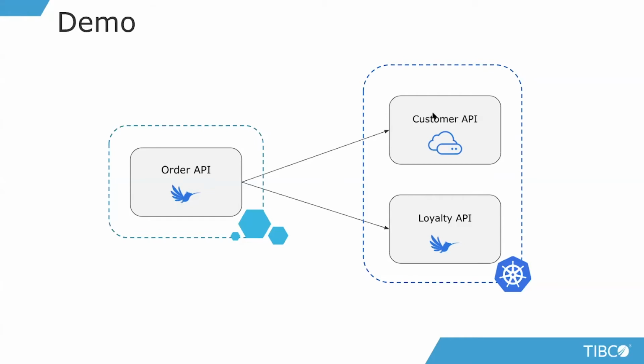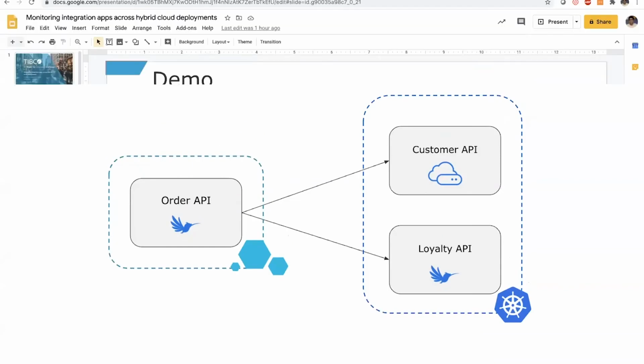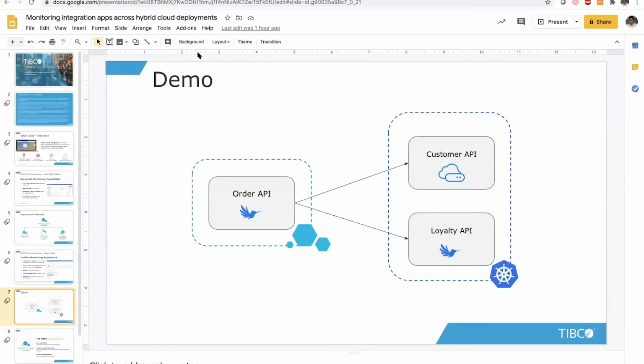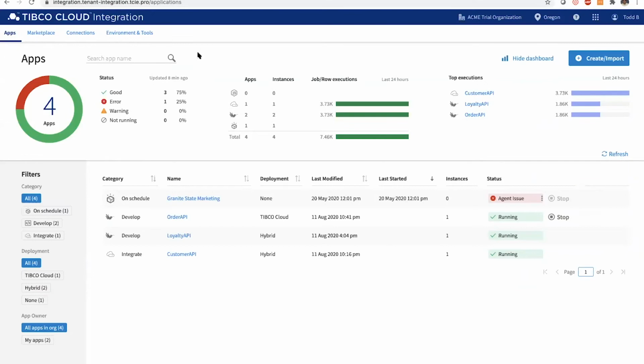Customer API is built using Integrate, which is BusinessWorks, and Loyalty API is built using Develop, which is powered by Flogo. Both Customer API and Loyalty API, I've deployed them in a Kubernetes cluster so that I can show you how you can monitor these applications that are running outside of TIBCO Cloud. So with that introduction to the demo use case, let me switch to the TIBCO Cloud Integration UI.